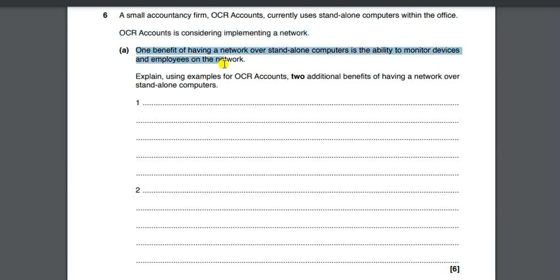Now one benefit of implementing the networking is that the company can monitor the devices and the employees on the network. Now you have to give examples of the company and tell what are the additional benefits that the company will derive after implementing the computer networks. You have to give any two benefits and a detailed example of how the company is going to benefit. And this question is for 6 marks. Let us look at the answer.